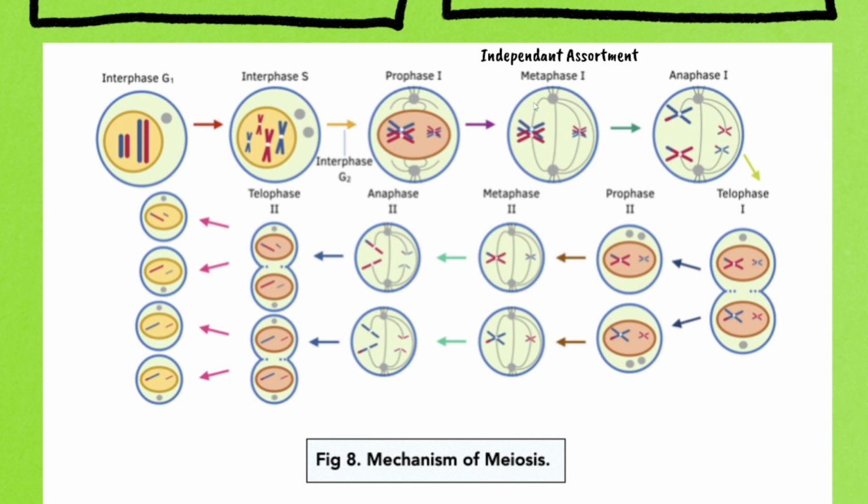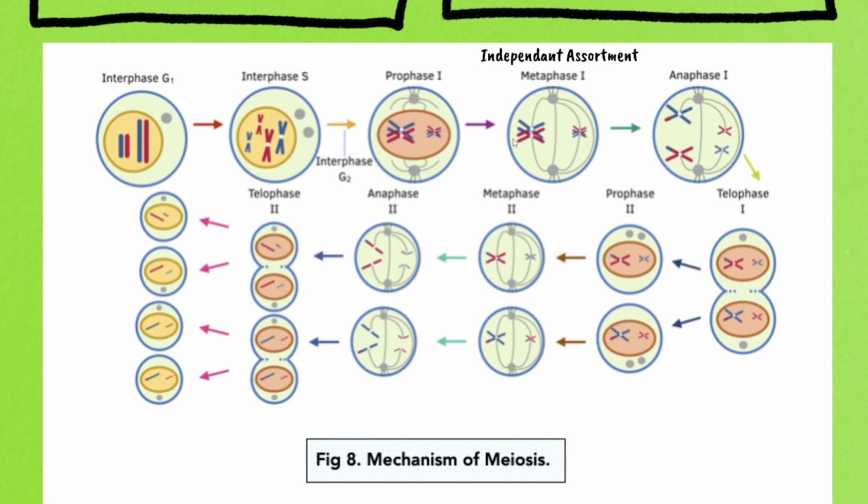Now this is a very random process. This is not according to some plan or something. This is a random process that is occurring here. So this therefore causes variation. And this process is called independent assortment. This is called what? This is called independent assortment.